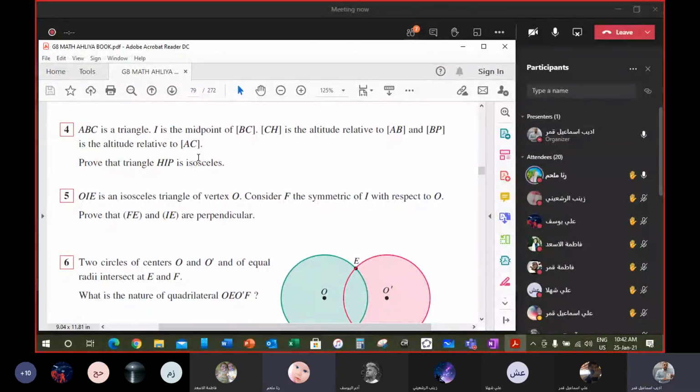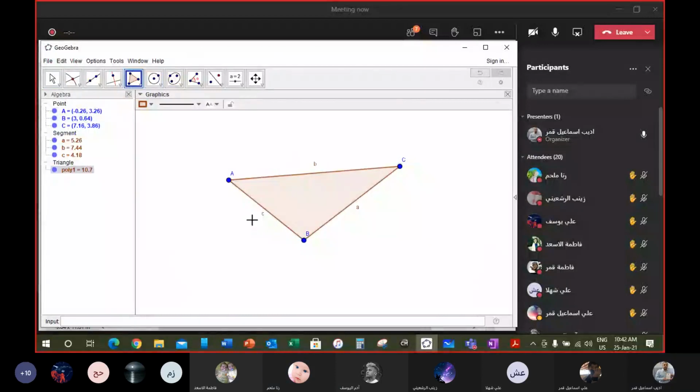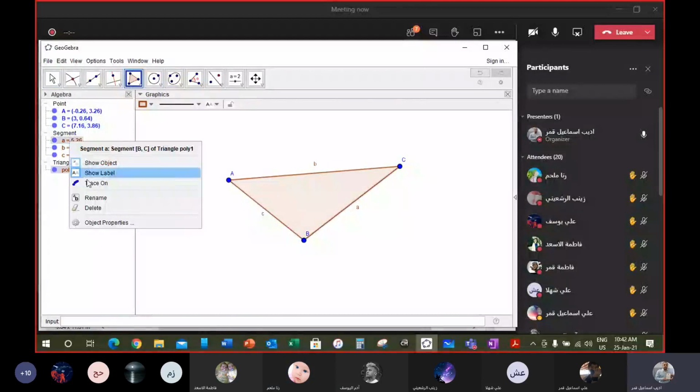ABC is a triangle. I is the midpoint of BC. CH is the altitude relative to AB, and BP is the altitude relative to AC. Prove that triangle HIP is isosceles. Wait, let's draw the figure. So we have ABC, any triangle. Okay, this is triangle ABC.